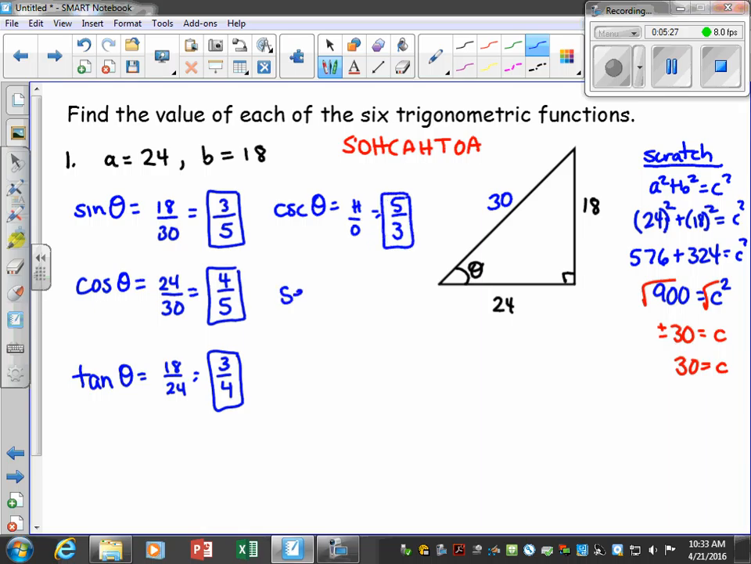Then we have secant theta, which is just going to be the hypotenuse over adjacent. By definition, the hypotenuse is 30 and adjacent is 24, which simplifies to the reciprocal, 5/4. Okay, and cotangent theta is adjacent over opposite. So adjacent would be 24, opposite would be 18. That's going to reduce to 4/3. And that's all 6 of them.